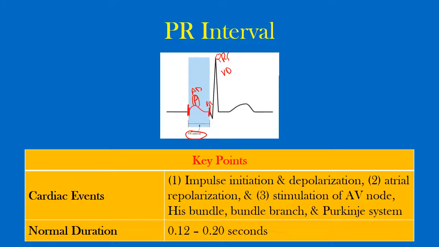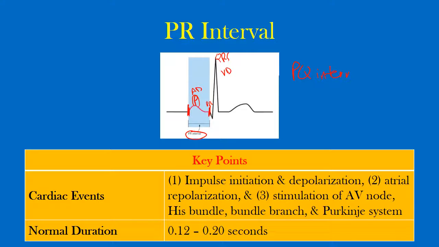And the normal duration is 0.12 to 0.2 seconds. If it is less than 0.12 seconds, it's considered shortened. And if it's longer than 0.2 seconds, it's considered prolonged, and this may represent AV block, which we'll discuss in future lectures.